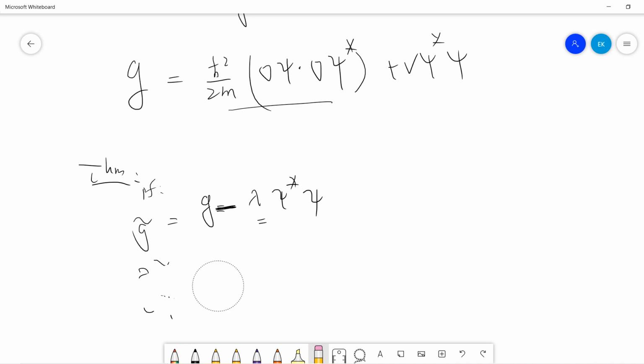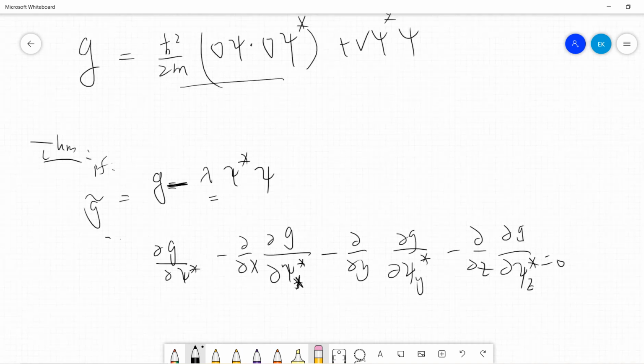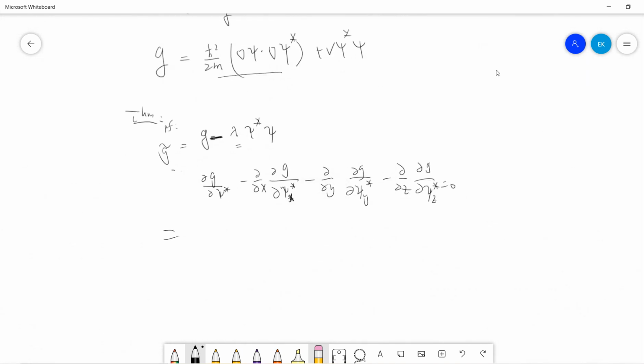okay, so let's maybe do it slowly. So your Euler-Lagrange equation looks like this, right? So partial x of partial G over partial psi star x, right? Plus partial y of partial G over partial psi y star, plus partial z of partial G over partial psi z star, equals 0, right? So let's see what partial G over partial psi star is, right? You get V psi minus lambda psi. So lambda psi is here, right? From G tilde, sorry.